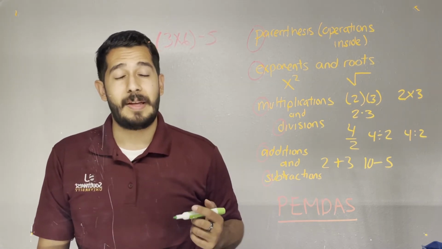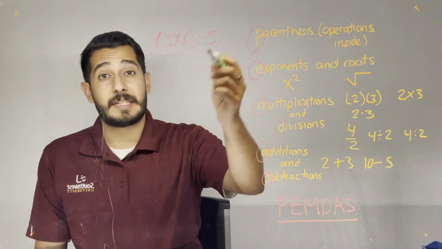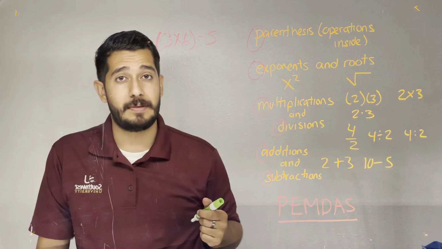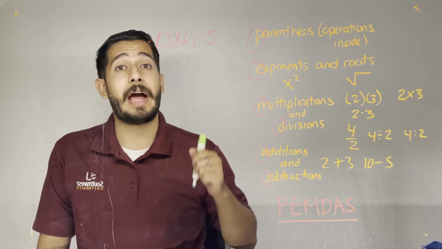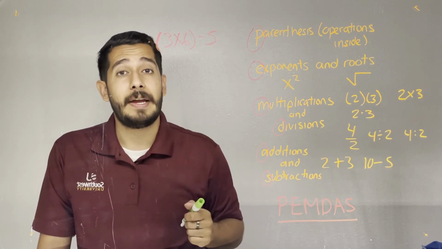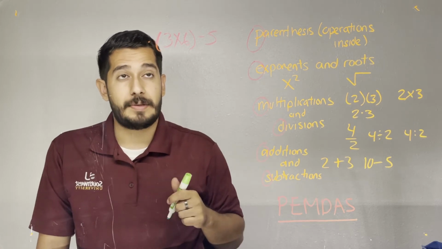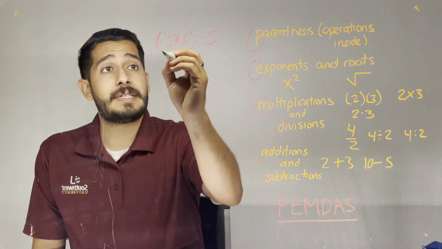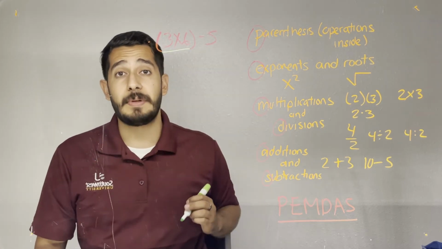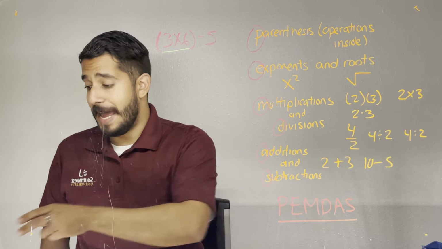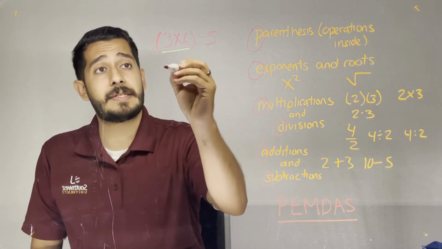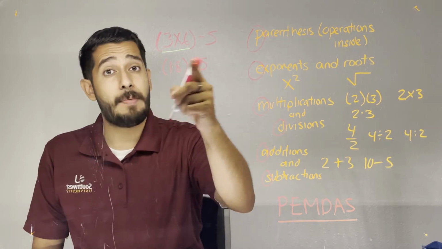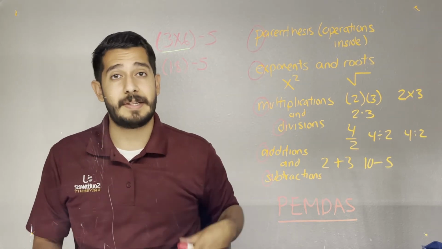For example, if we have this expression and we're trying to simplify it, we have to follow PEMDAS. PEMDAS says that the first thing that we have to do is simplify the operations inside the parentheses. So we have a 3 multiplying a 6 inside the parentheses. So this takes priority. That is going to be the first operation that I'm going to do. And if I multiply 3 times 6, the result is going to be 18. Everything else in the expression remains as it is.